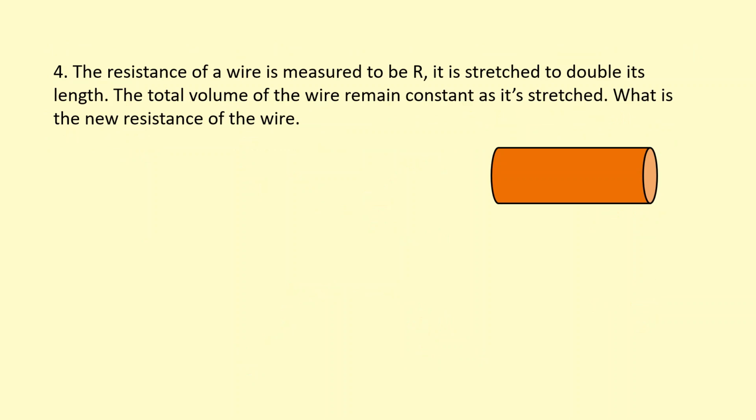The resistance of a wire is measured to be R. It is stretched to double its length. The total volume remains constant as it stretches. What is the new resistance of the wire? Okay. So I know the length is going to be double, but I'm not quite sure what's going to happen to the area. However, I do know the volume is constant.